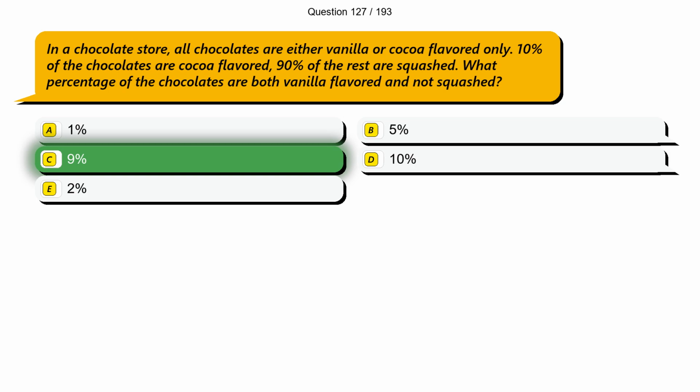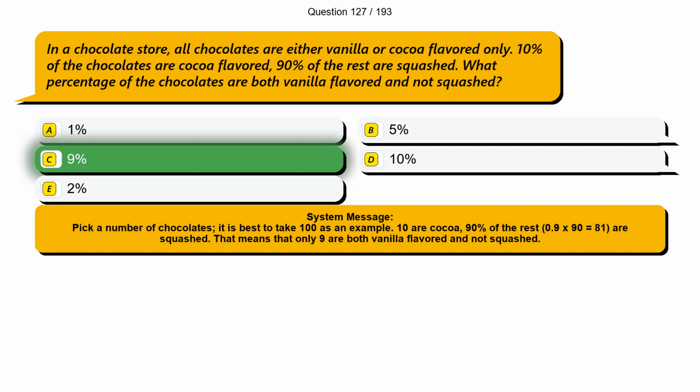The correct answer is option C, 9%. Pick a number of chocolates. It is best to take 100 as an example. 10 are cocoa, 90% of the rest, 0.9 x 90 equals 81, are squashed. That means that only 9 are both vanilla flavored and not squashed.